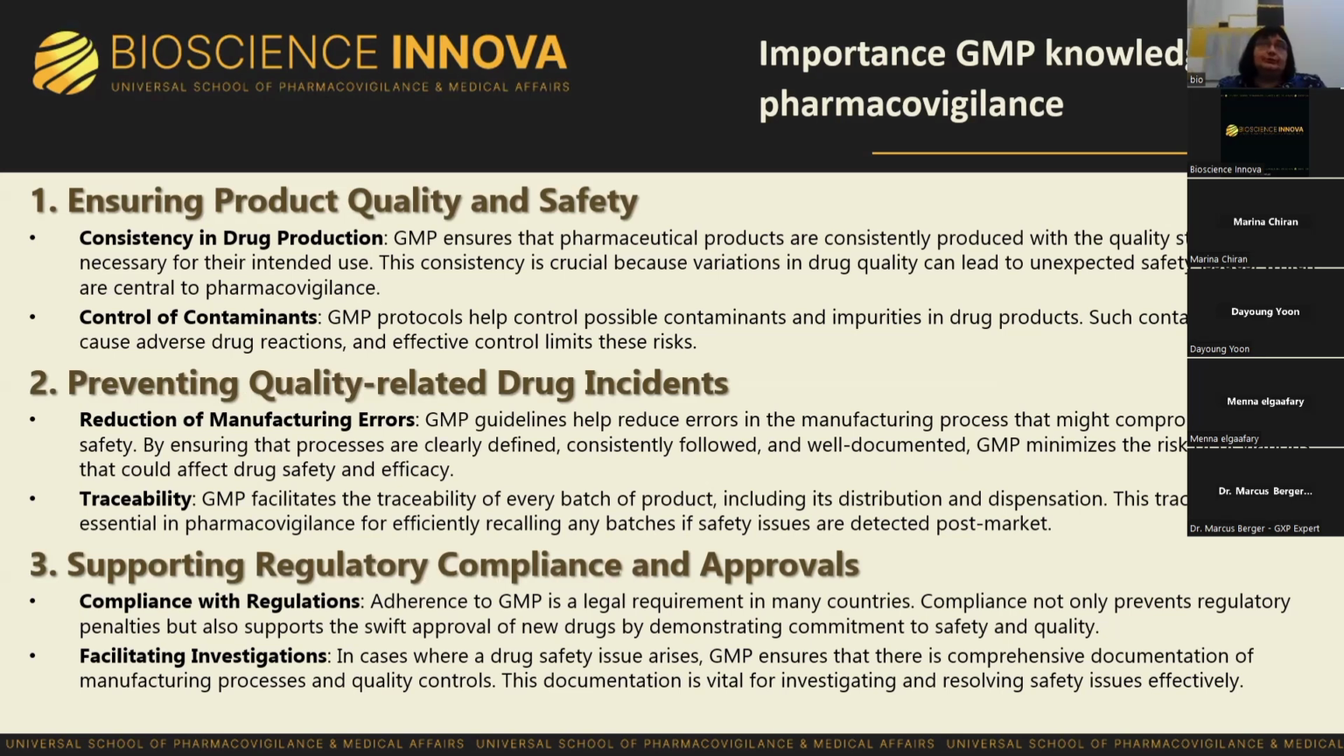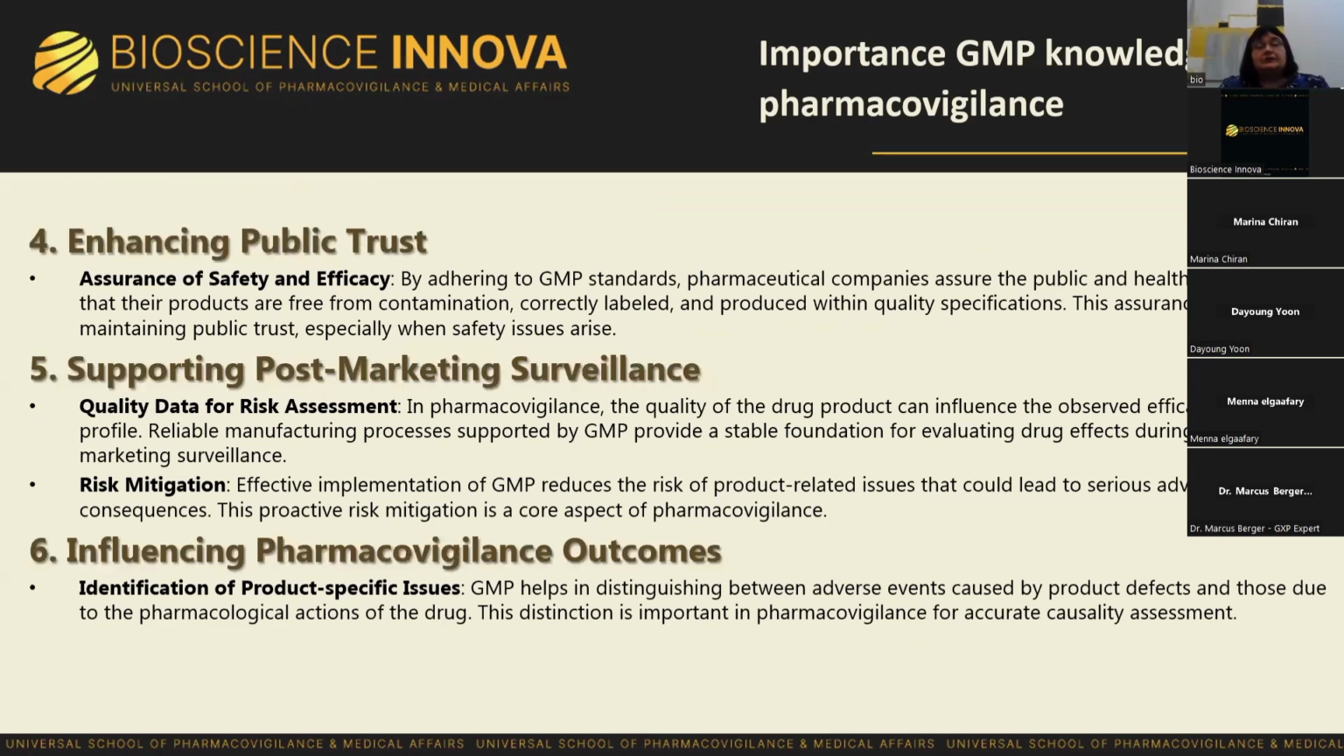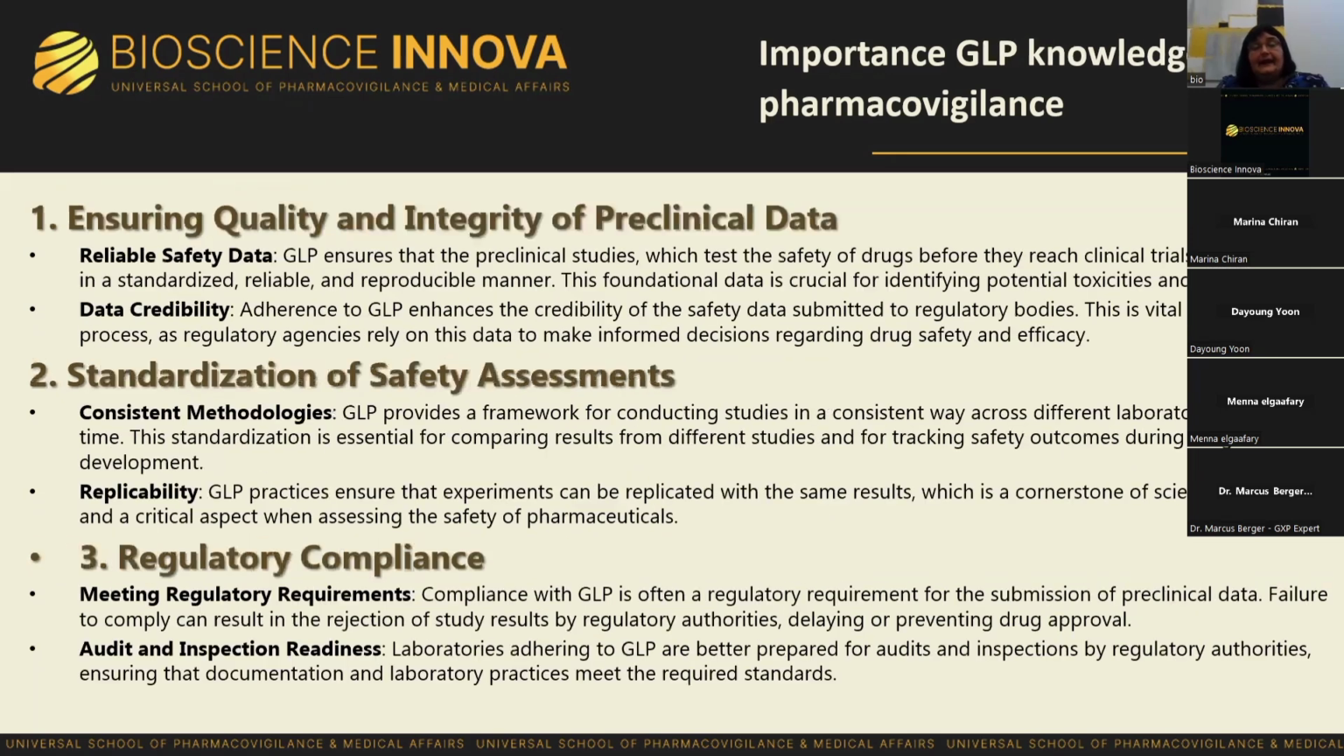quality for randomized risk. What should the QPPV do? It's randomized risk and shows compliance. A quality-related drug incident will influence the safety of one patient and the population overall. Supporting regulatory compliance and approvals includes compliance with regulation, facilitating investigation, enhancing public trust, assurance of safety and efficacy, supporting post-marketing surveillance, including quality data for risk assessment, risk mitigation, influencing pharmacovigilance outcomes, identification of product-specific issues. And I can say that it's everything related.